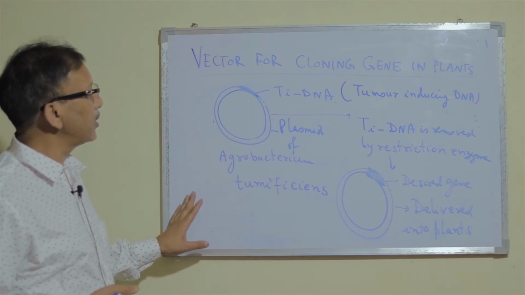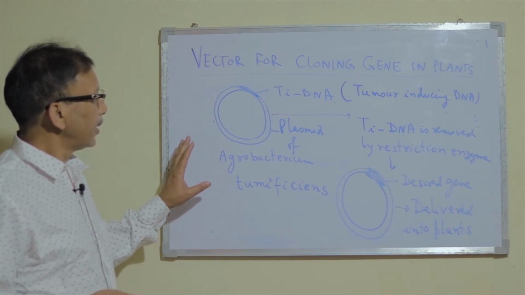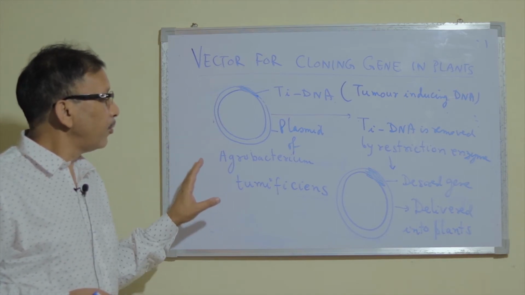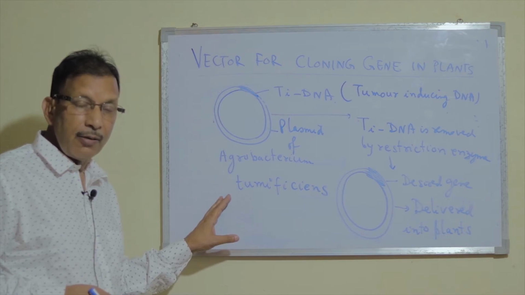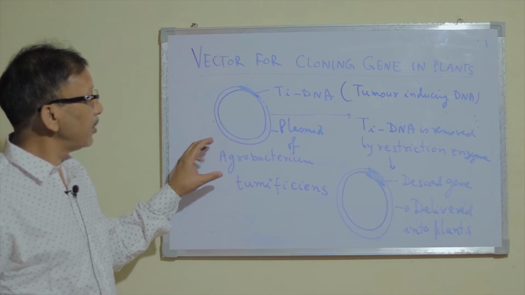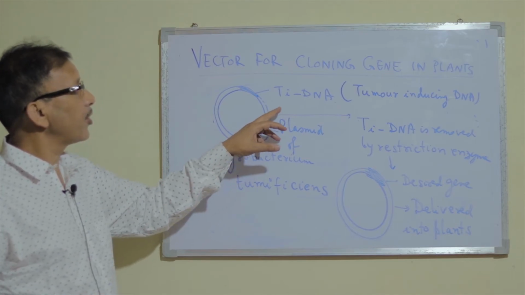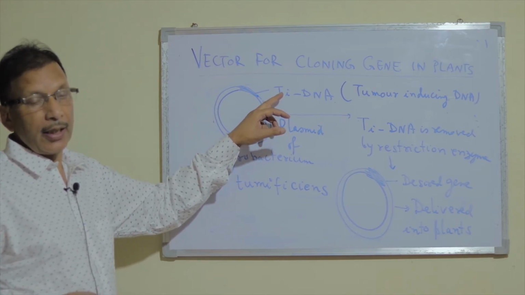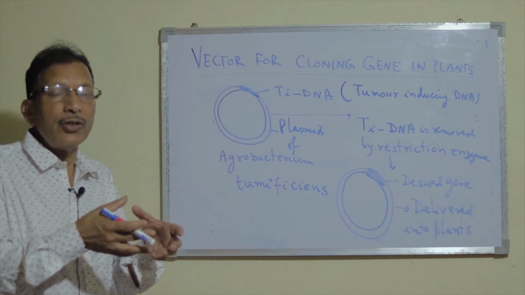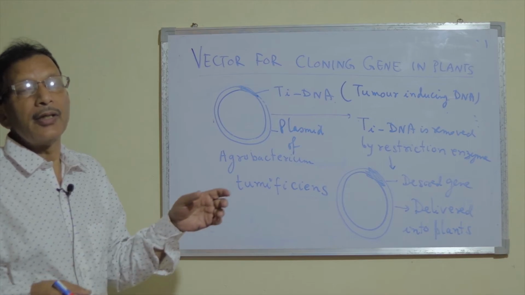So here, scientists have found that there is a bacterium known as Agrobacterium tumefaciens. These are the pathogens of the dicotyledonous plants. And the plasmid of this bacterium contains tumor-inducing DNA, and this tumor-inducing DNA will harden the xylem and phloem tissue of the plant, and they can destroy them.